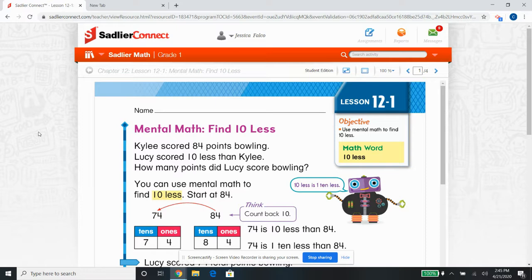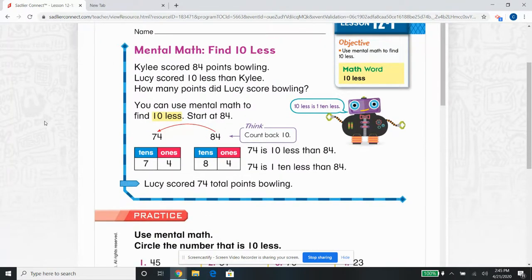So yesterday's lesson was mostly about finding 10 less. The children know about this. We've done this before. The numbers might be a little bit bigger, but they should be familiar with this. So the objective is to use mental math to find 10 less. Math word is 10 less. So you'll see a lot of repetition in the terms here.